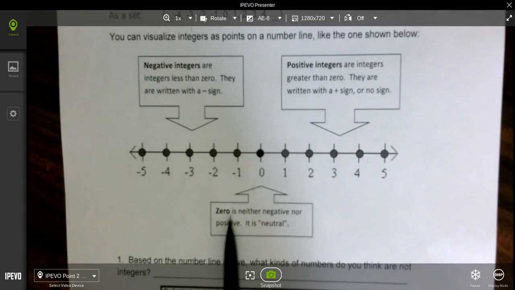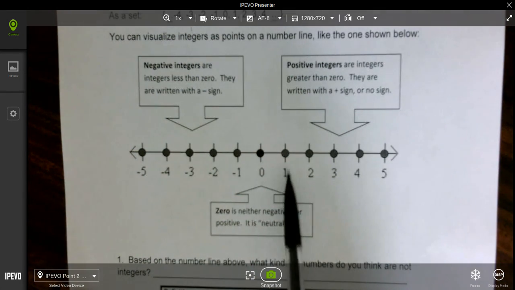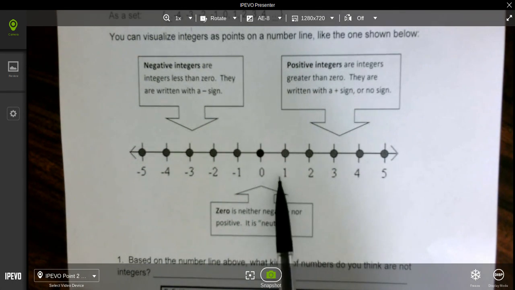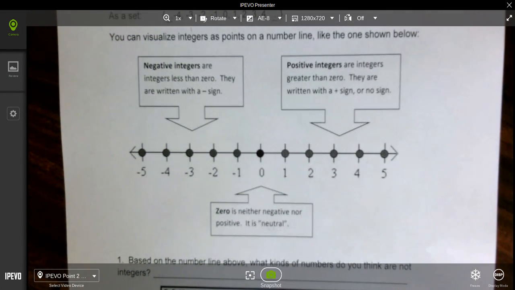Then you have 0. 0 is neither positive nor negative. It's a neutral number. We call 0 neutral. And then all of the positive integers are integers that are greater than 0. You can write them with a positive symbol or with no sign at all, like they did here. 1, 2, 3, 4, 5, etc. And again, the positive integers are always going to be to the right of 0 on the number line.